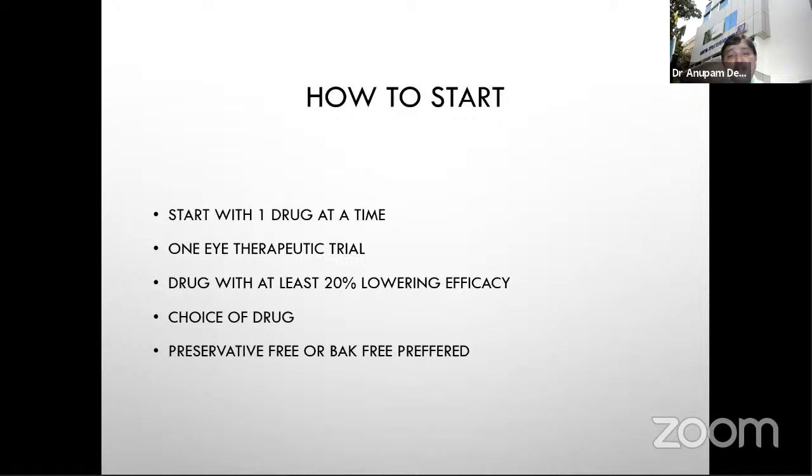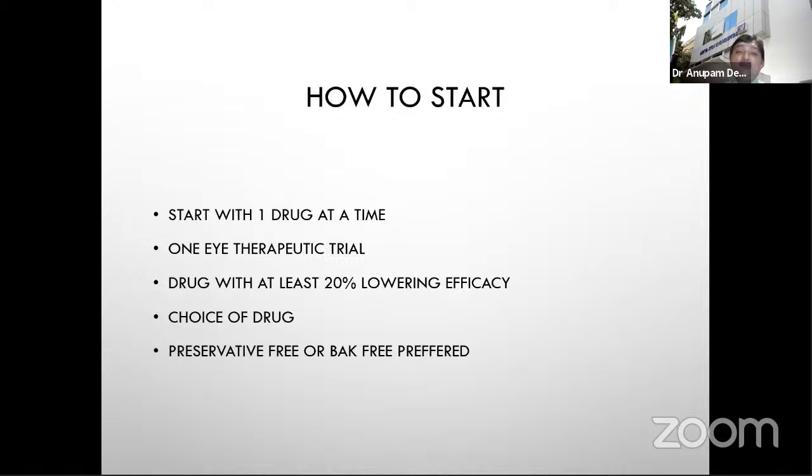One eye therapeutic trial may be desirable. That is, you start medication in one eye and then see how is the pressure lowering effect compared to the other eye. But usually this will take more number of follow-ups. Probably that would not be possible all the time. So it is okay that you start medications in both the eyes together.